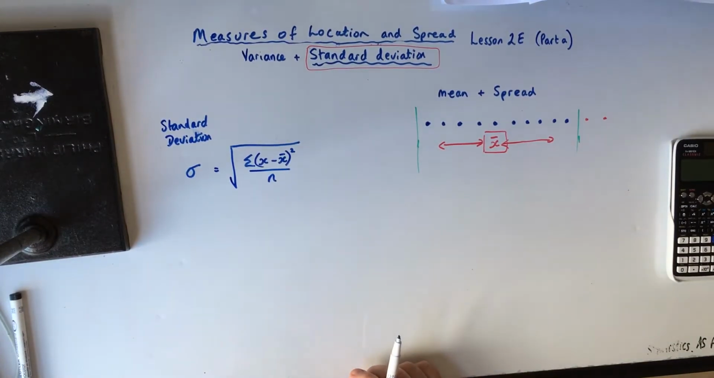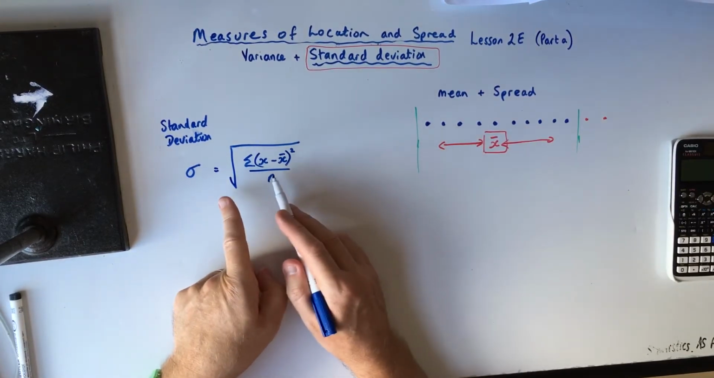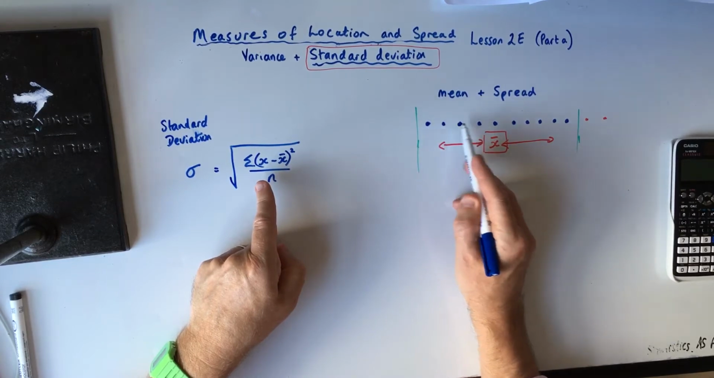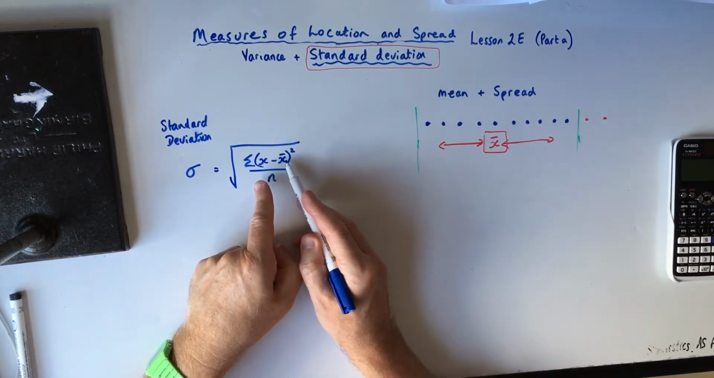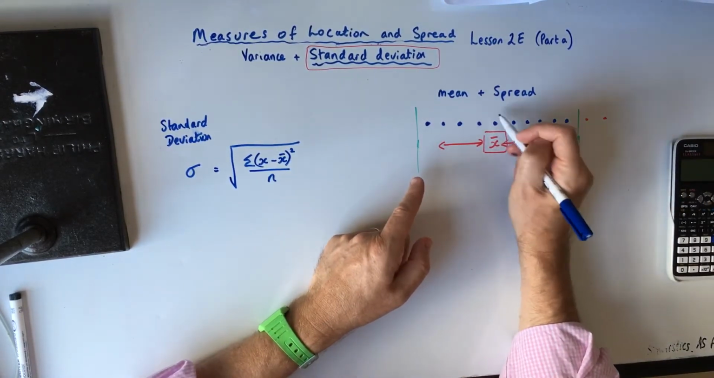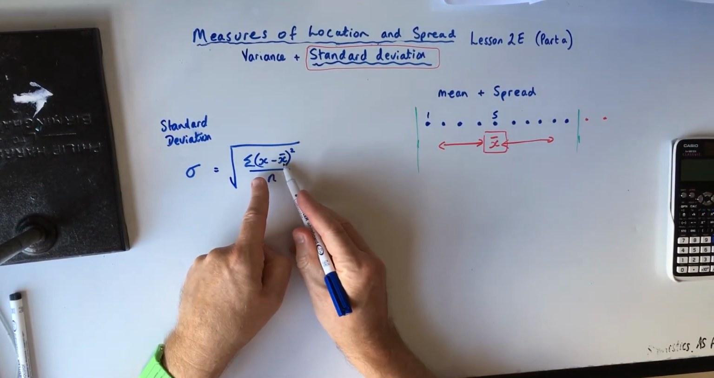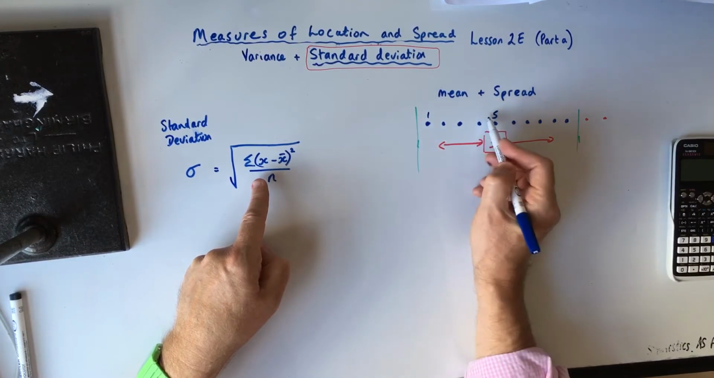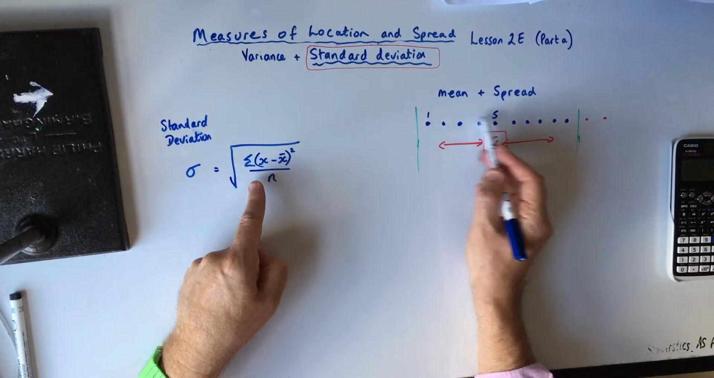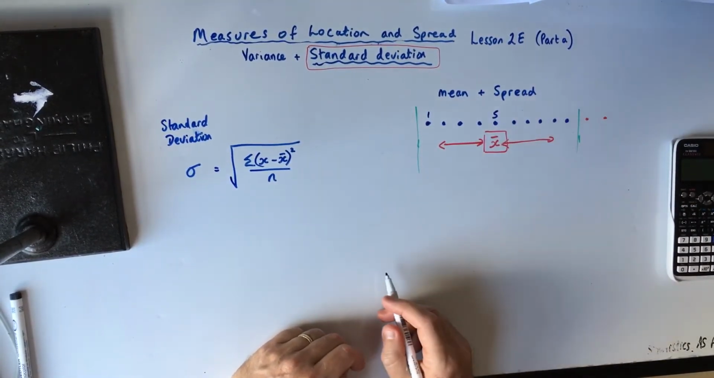Let me just explain what this is. x is your data, each one of these, so x1, x2 and so on, minus the mean. In other words, say the mean was 5 and this data point was 1, then it's got a gap of 4 away from the mean, and that's what this calculates. It might be minus 4, but when you square it, that gets rid of the fact that some of these are negative.